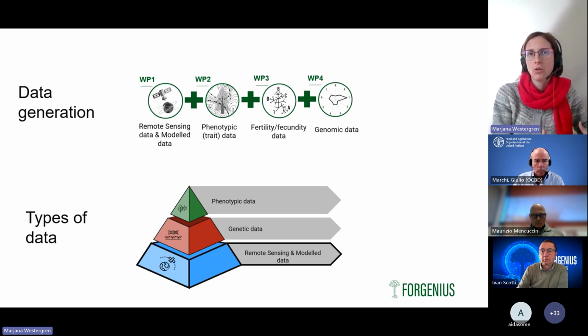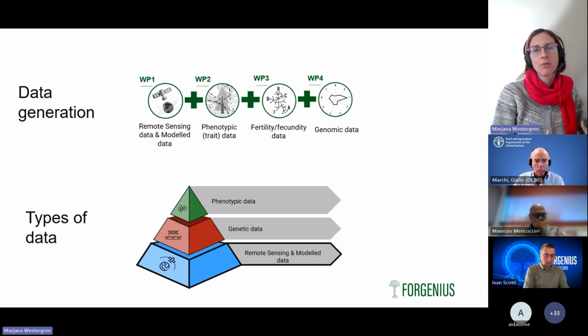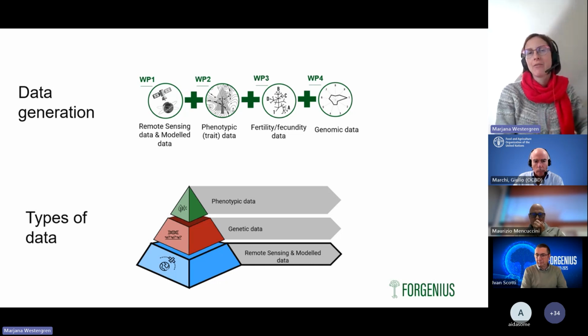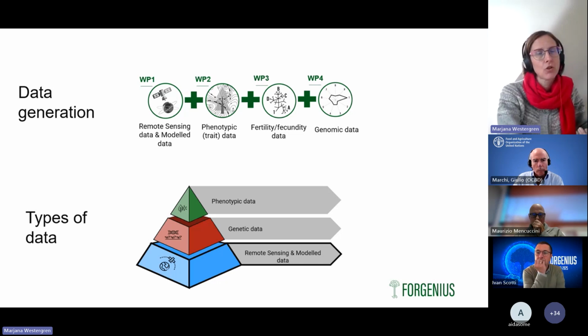When we look at the quantity of this data, we can see that we can characterize all gene conservation units with remote sensing data, and almost all we can characterize with model data, depending on the parameters that are available within the project or in the literature. Then second in abundance are the genetic data, because we have been sampling for genetic analysis more species than for phenotypic data. At the end, we have the least data for the phenotypes, because these require much more time and much more effort to record.